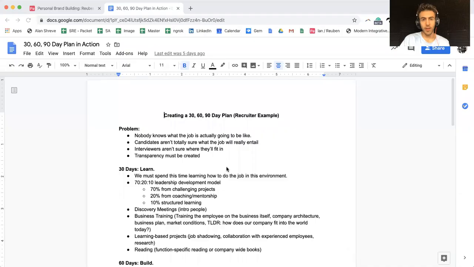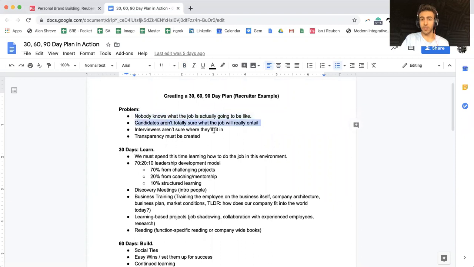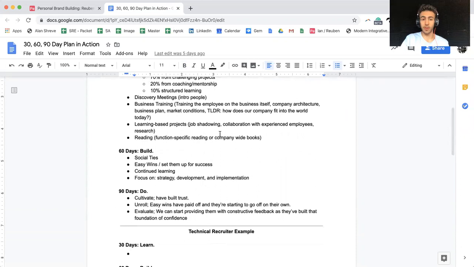So let's talk about actually doing one in action. Let's do a recruiter, because I'm a recruiter and it's the easiest one for me, and we can go in depth. Once again, the problems we're addressing are that nobody knows what the job's actually going to be like. Candidates aren't totally sure what the job will be like as well. Interviewers aren't sure where they're going to fit in, and transparency must be created. So this is what we're doing.